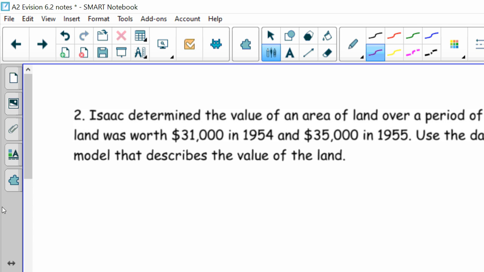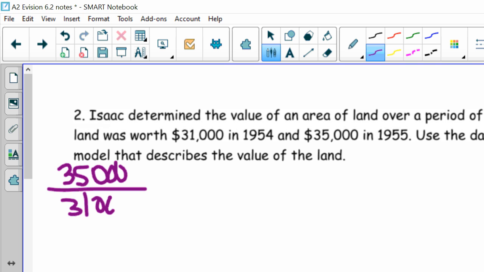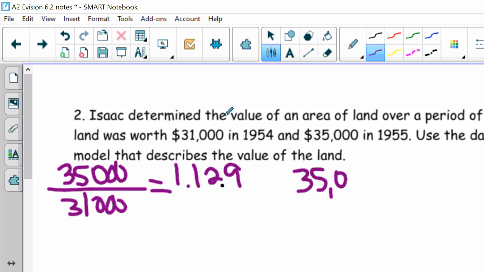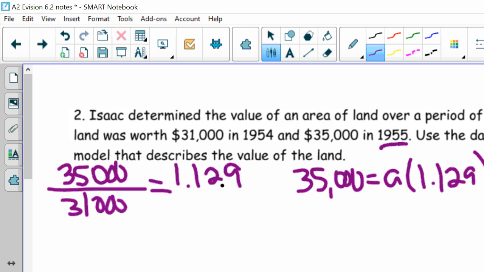So between 2 consecutive years, we've got 35,000 divided by 31,000, and that's going to equal 1.129. There's our growth factor. So now if I want to find my A, I'm going to look at 35,000 is equal to A times my growth factor, 1.129. Now how many years? We used 1955. We started out in 1950, so 1955 minus 1950 is 5 years.